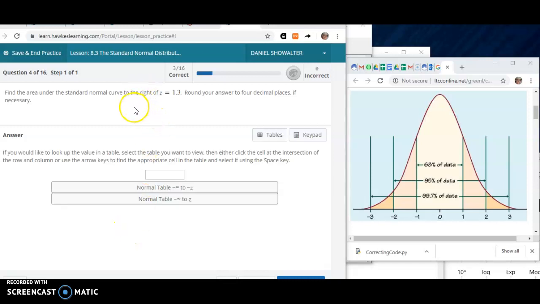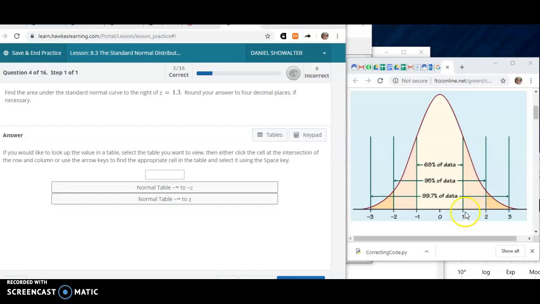So this question asks us to find the area under the standard normal curve, which again is what we see right here, and these numbers along the bottom are z-scores. We want the area that's to the right of z equals 1.3. So let's get an estimate here of what's going on.